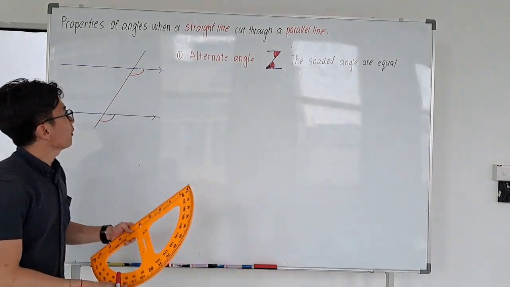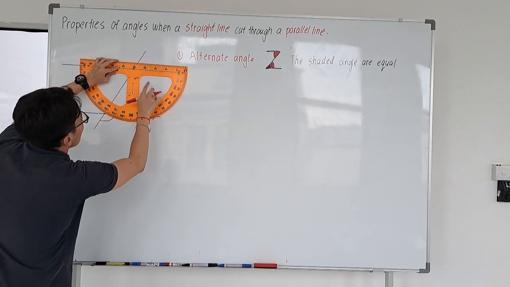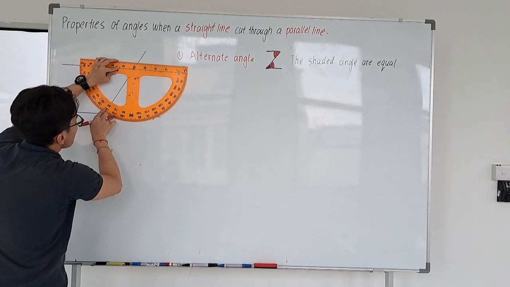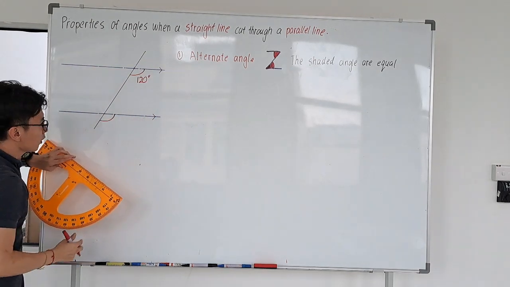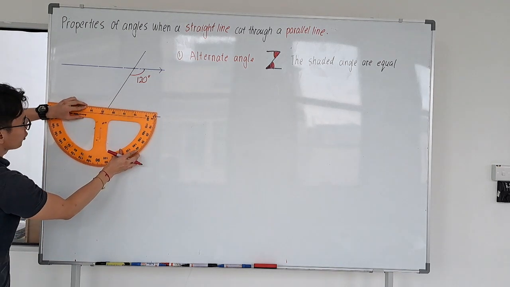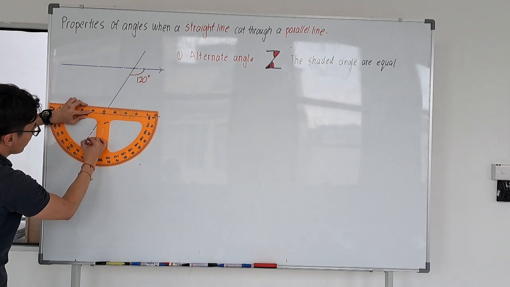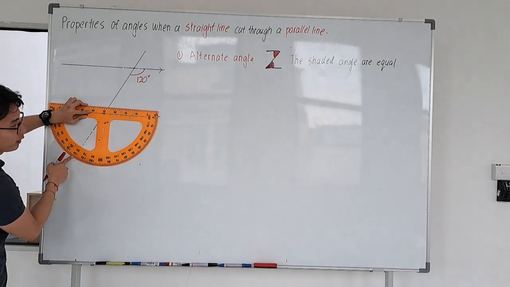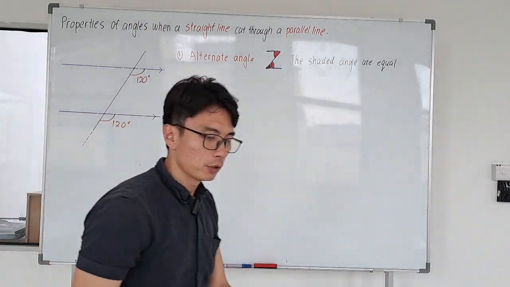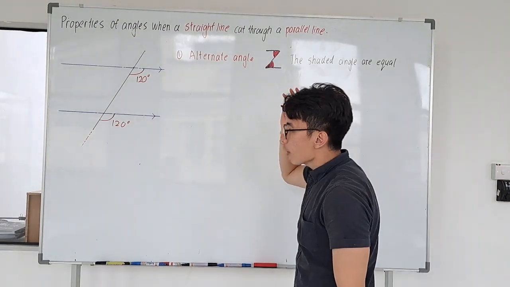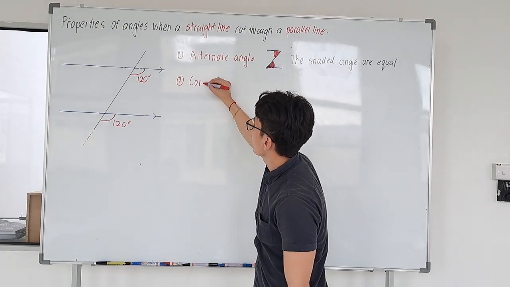For my diagram, I can quickly measure this. My 0 is here, and this angle is 120 degrees. What about this one? I can put my protractor again, 0, move over here, and if I extend this line, it will touch 120 degrees. So this is also 120 degrees. Again, they are the same. So we have a name for this property. We call this corresponding angle.